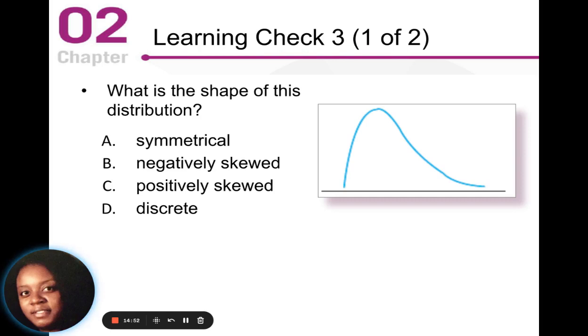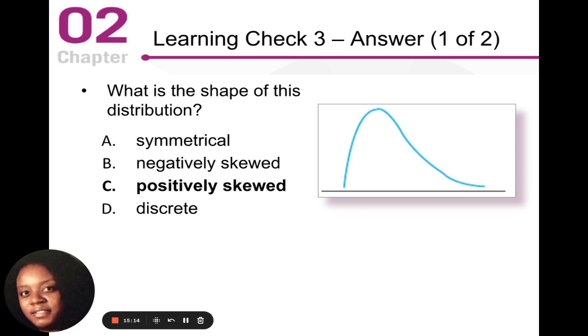So for our third learning check, what is the shape of this distribution? Is it symmetrical, negatively skewed, positively skewed, or discrete? Take a few moments and think of the correct answer. And the correct answer would be positively skewed because that tail is on the positive end of the distribution.